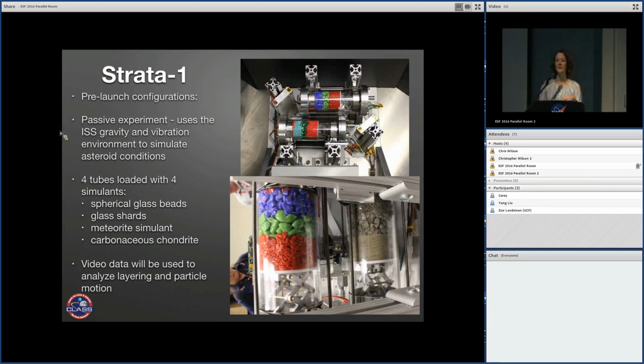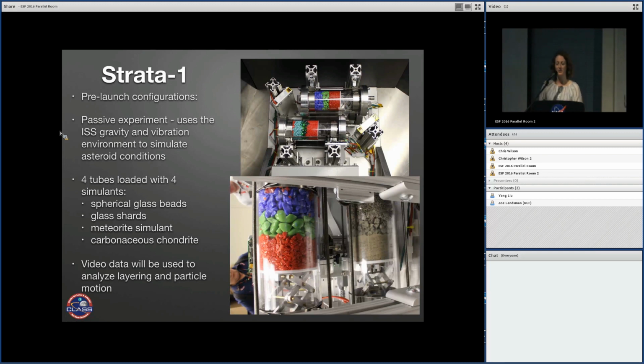And we have video data that's being recorded on board. So we have video of each tube, and I'll show you some of that here in a minute. Basically the idea is it's a passive experiment. We're just seeing what happens when we have these particles in this microgravity environment. We really don't know how the layering is affected by being in microgravity, and also with the vibration profile that we have on the space station.